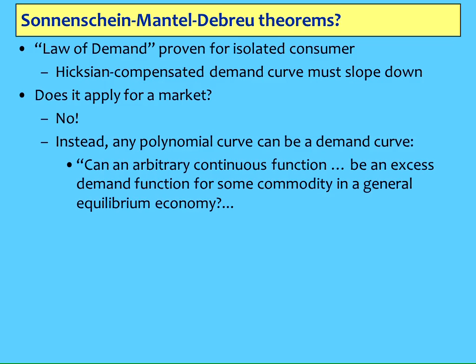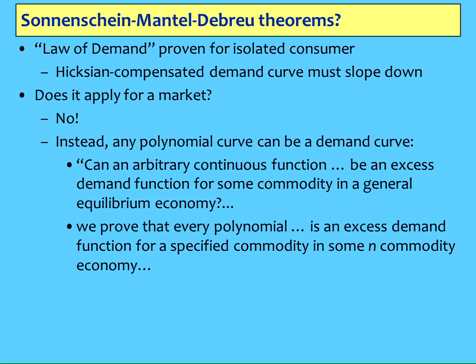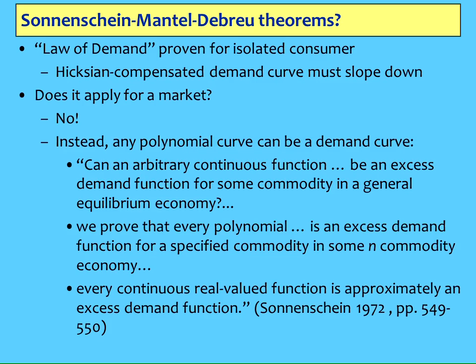And here's the statement from Sonnenschein's research. Can an arbitrary continuous function be a demand function for some commodity in a general equilibrium economy? In other words, when you draw a squiggle on a piece of paper, can that be a legitimate demand curve? Now, you'd think from all the stuff you've done in micro, the answer would be no, that the squiggle doesn't necessarily slope downwards. But he says, yes, we prove every polynomial is an excess demand function for some specified commodity in an n-commodity economy. So as soon as you generalise beyond a single consumer consuming a single good and ignoring the impact of changing the price of that good on the income of that individual consumer, as soon as there's more than one consumer, you find that any old squiggle will do as a demand curve, not the downward sloping line anymore. So every continuous real-valued function is approximately an excess demand function. That's from Sonnenschein, 1972.